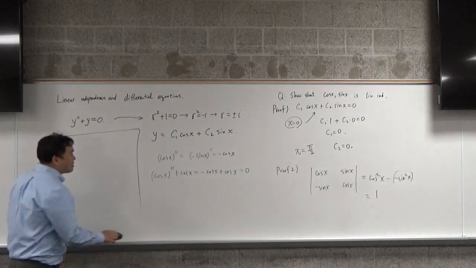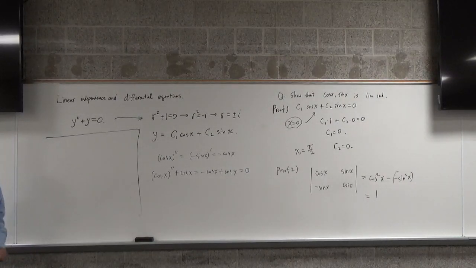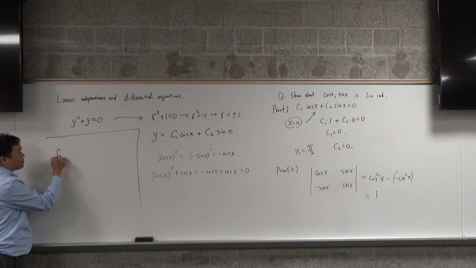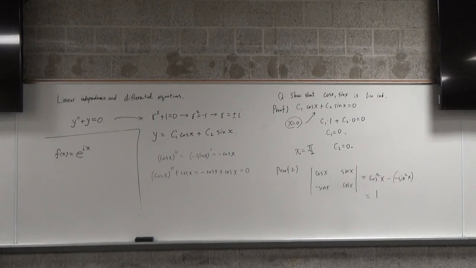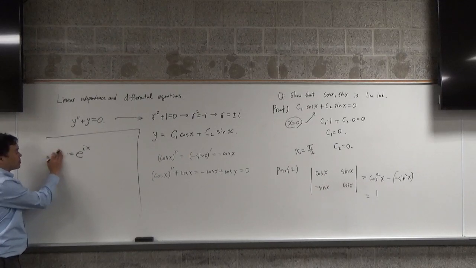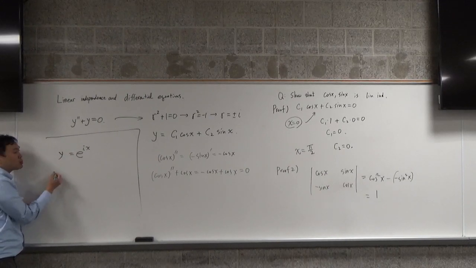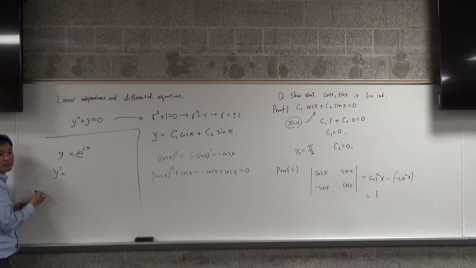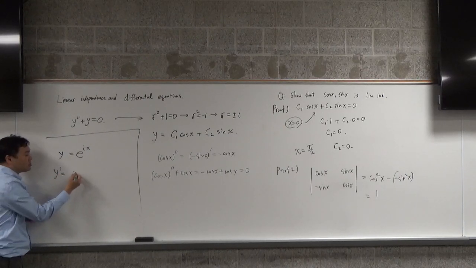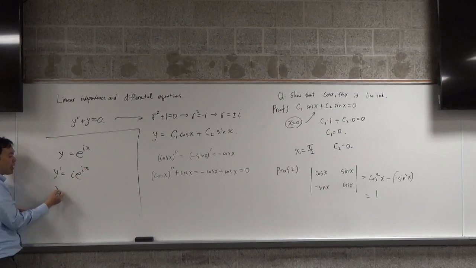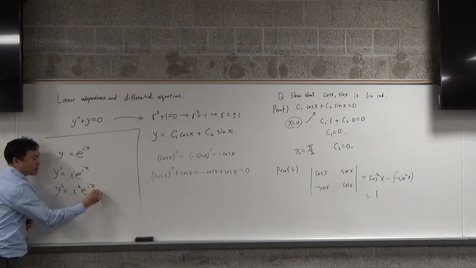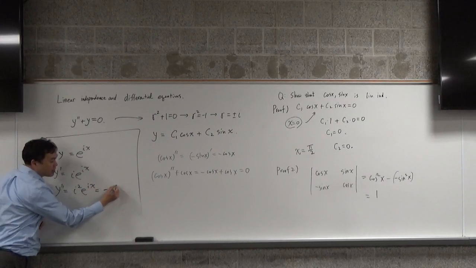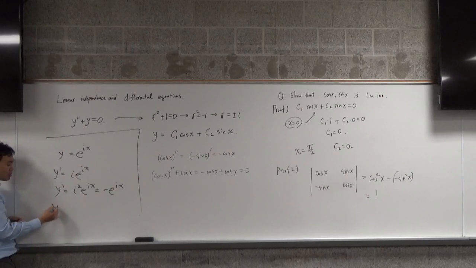Okay, so going back, let me add a little bit more to this. Look at the following function: f of x equals e to the ix. Let's just say this is y. What's y prime? i times e to the ix. What's y double prime? i squared e to the ix, but i squared is negative 1, so you have negative e to the ix. So what's y double prime plus y?